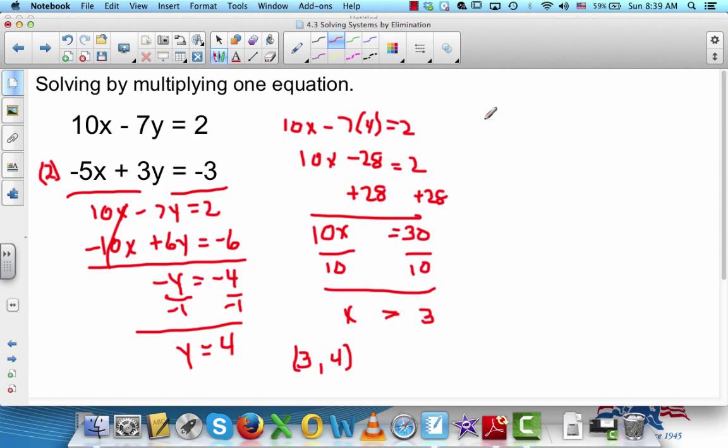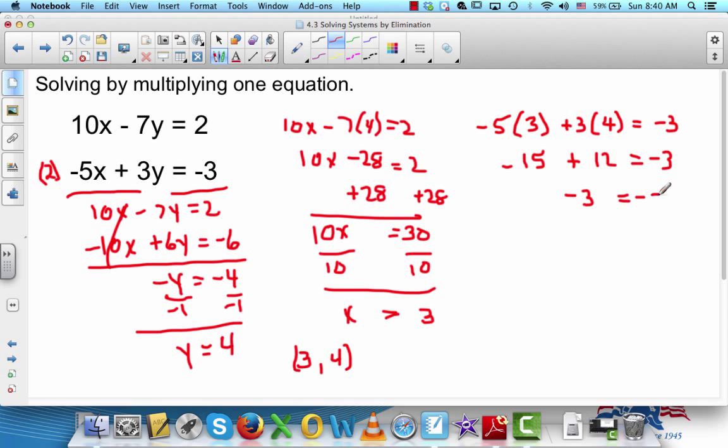We come back up here and check. We go negative 5 times 3 plus 3 times 4 equals negative 3. Once again, we don't hold you accountable for checking, except in the fact that if you don't get the right answer, then you're held accountable for that. So this gives us negative 15 plus 12 equals negative 3. Negative 3 equals negative 3, which confirms that we got the right answer.